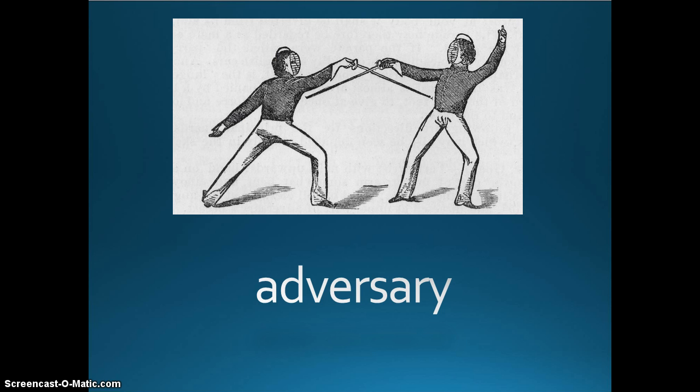First word is adversary. Adversary is a noun. The first syllable is accented, and it is an enemy or an opponent. Okay, so these two people are fencing, and they are obviously enemies of each other. They are adversaries. Okay. The synonym is antagonist. Antonym is friend.